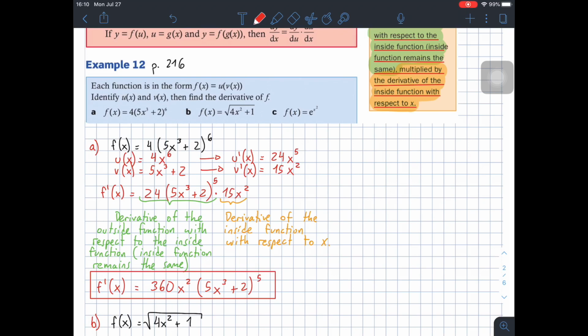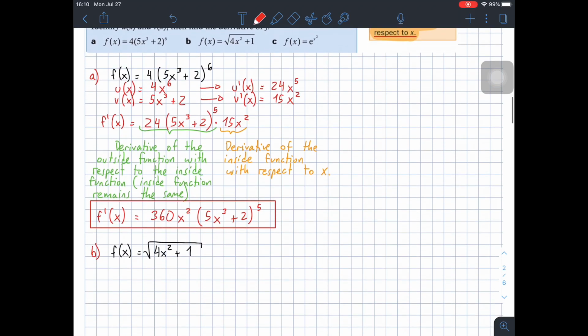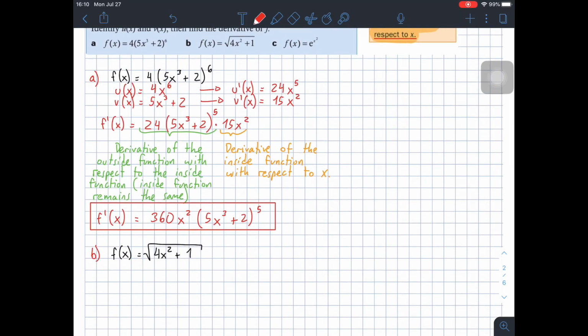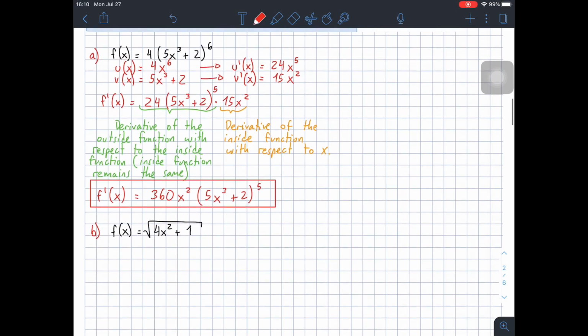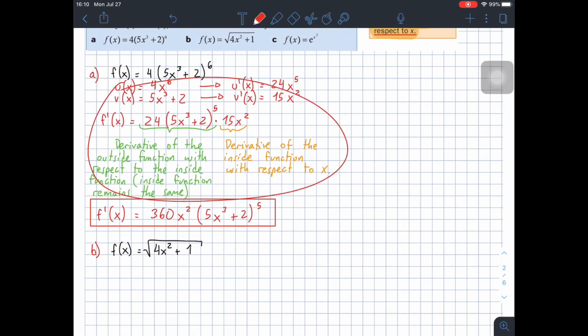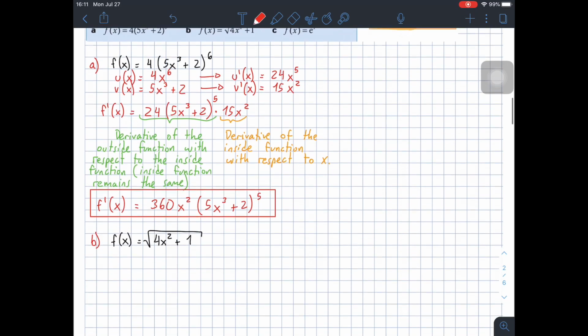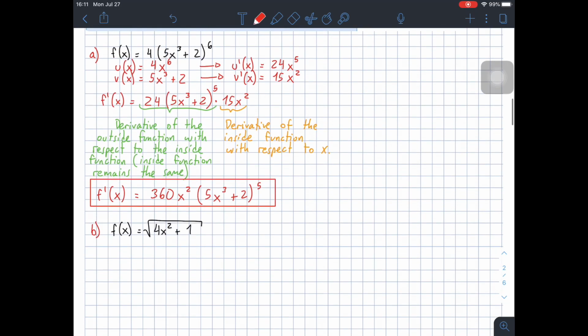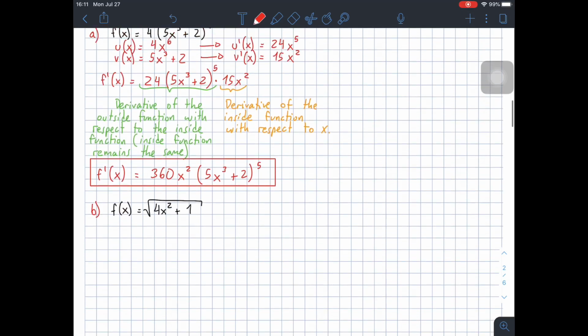Okay, you will see that with practice this becomes much more mechanical, and you don't need to write all of this process in order to do a chain rule. You can just do this mentally, but because these are the first exercises, I wanted to do them showing all the steps, right? Okay, so for part B, same thing.